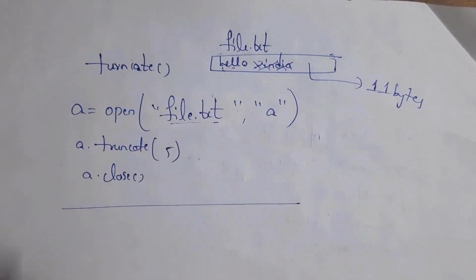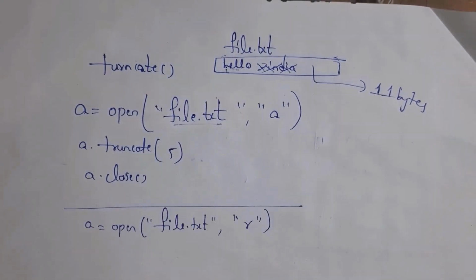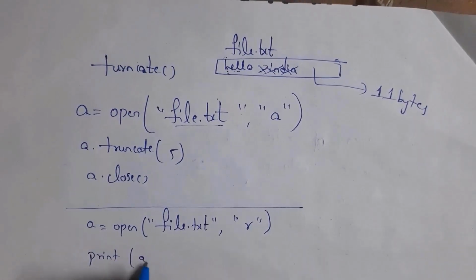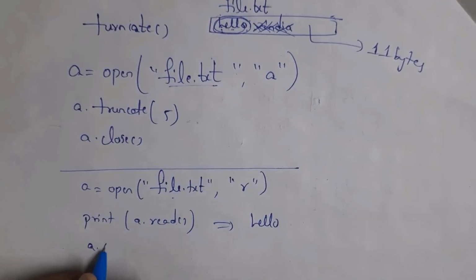Now I want to read this data. So just write here a = open("file.txt", "r") in read mode. And whenever you write print(a.read()), you will get the output hello. And at last we need to close this file, a.close().